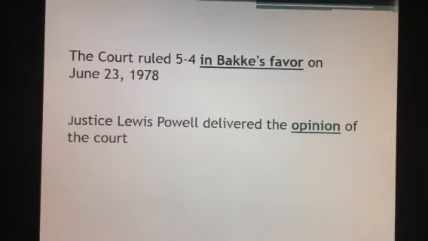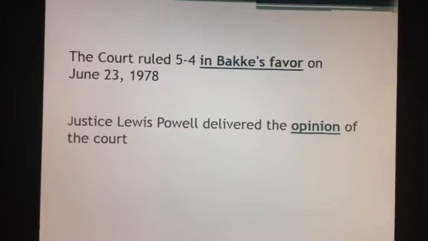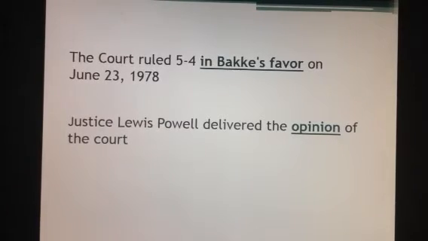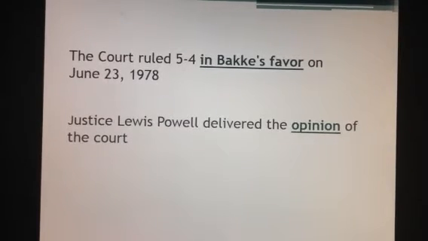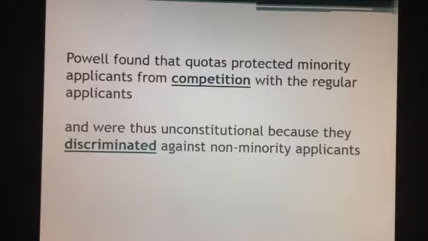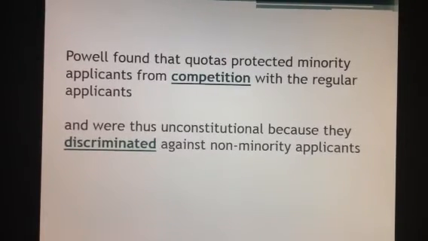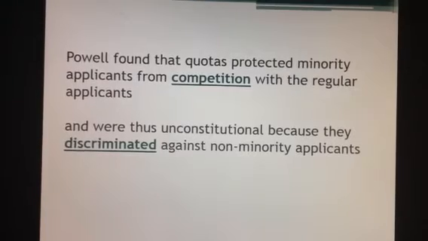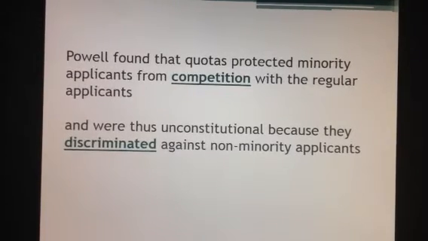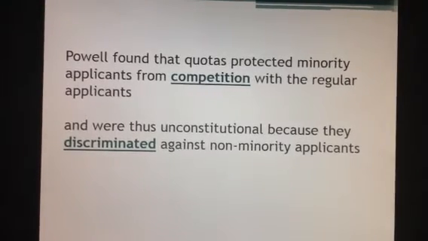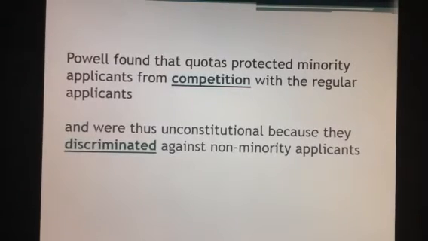They ruled 5-4 in Bakke's favor. June 23, 1978, Lewis Powell delivered the majority opinion of the court. He found that quotas protected minority applicants from competition with the regular applicants, and were thus unconstitutional because they discriminated against non-minority applicants.